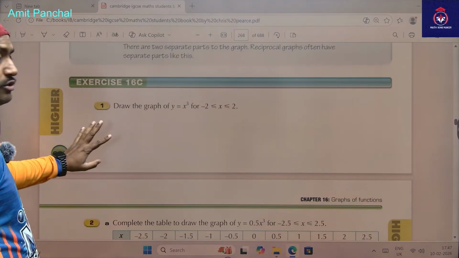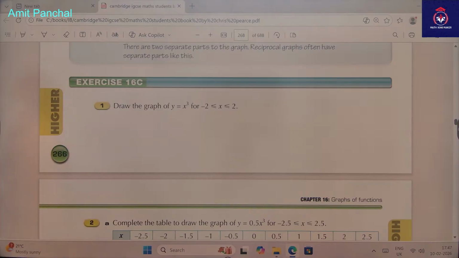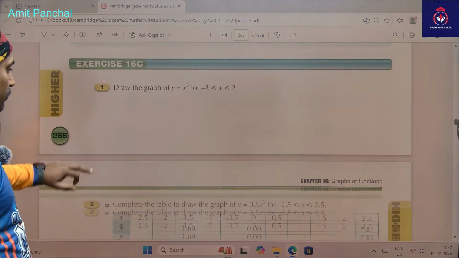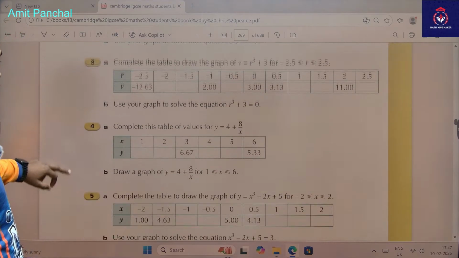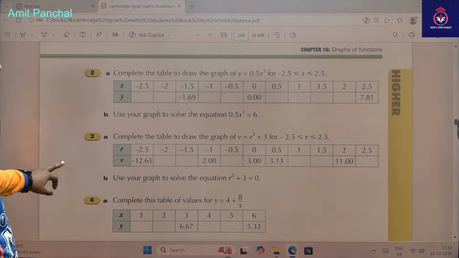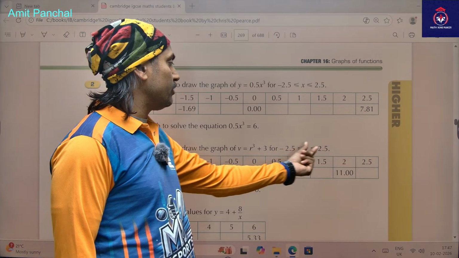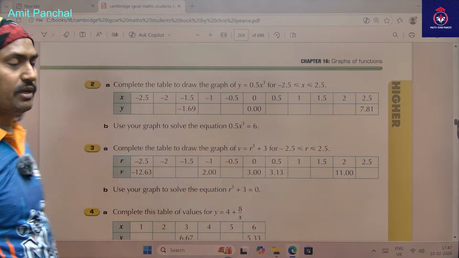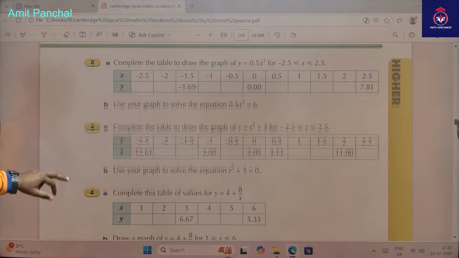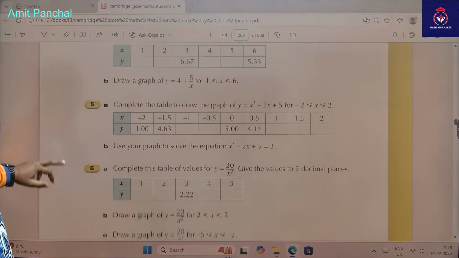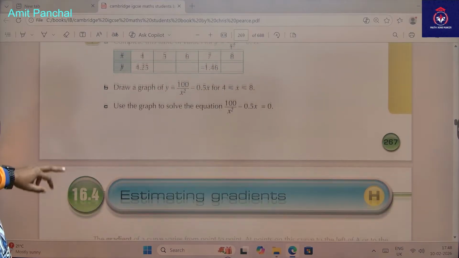So this is also simple, I think. You need to make a table. To draw the graph, you can simply substitute the values. And if a domain is given to you, you need to restrict your graph. As it is given from minus 2.5 to 2.5, you need to restrict your graph in between these two values of r. Don't go beyond those points.